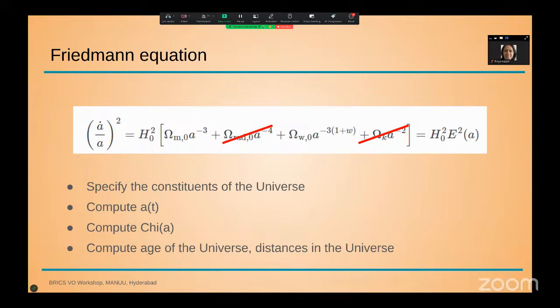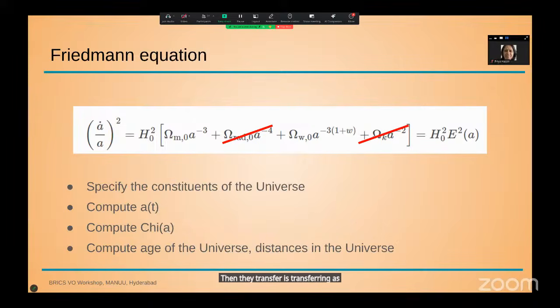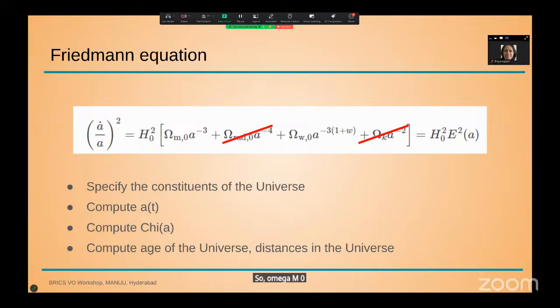But there is one more trick, which is you take this equation and evaluate it today. Then today a dot over a is h naught, exactly. So h naught squared is equal to h naught squared times this. Then h naught squared will cancel out. So what you will get is 1 is equal to omega n 0. A is 1 today, so a to the minus 3 is 1. So omega n 0 plus omega.